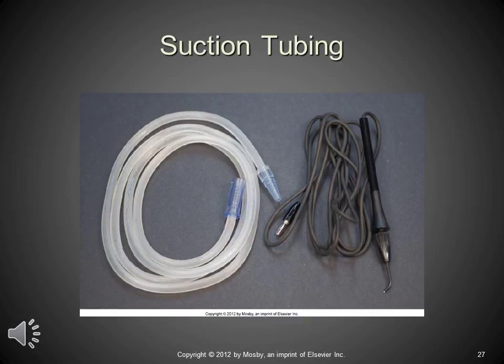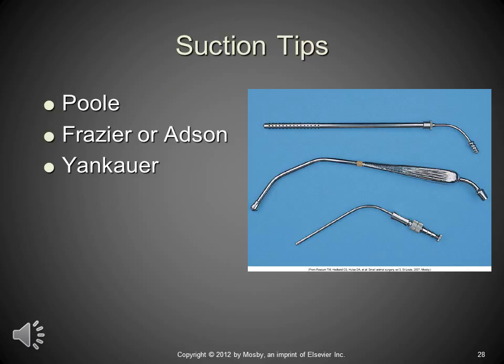And part of the suction machine is going to be the suction tubing. And for the last part of this section, there are suction tips that we use. There's a Poole, Frazier, Adson, Yankauer. That's one of those things that some surgeons like one, some surgeons like the other, some surgeons like to use different ones for different circumstances. But that's going to be basically the equipment.